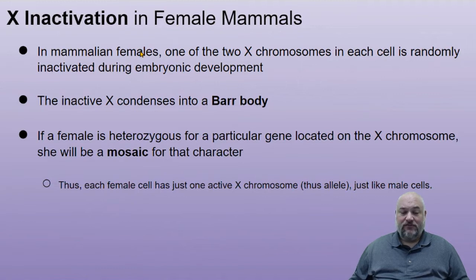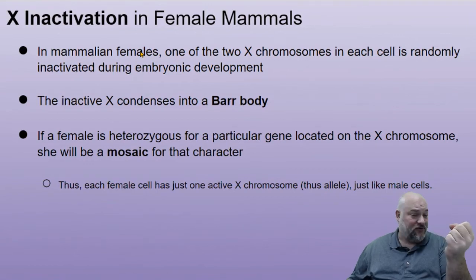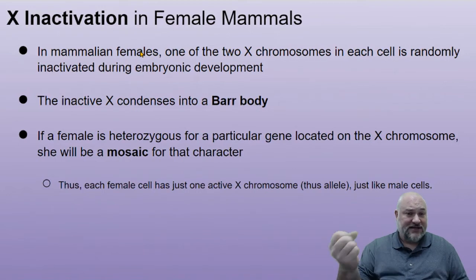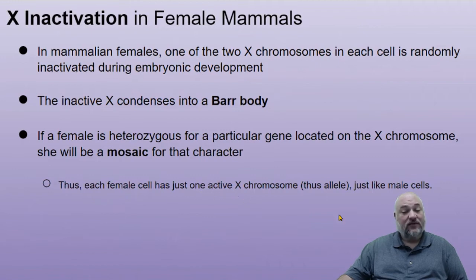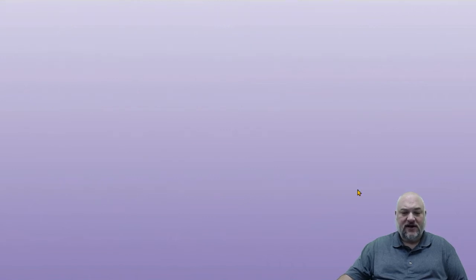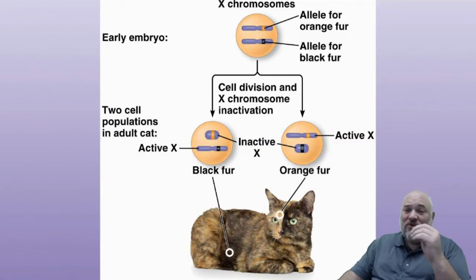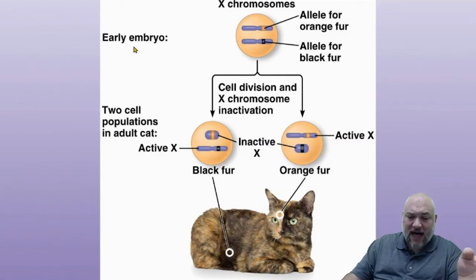Okay, so in some of your cells, you'll wind up with the dominant allele active, if we're doing dominant-recessive. In other cells, you wind up with the recessive allele being active, and you wind up with something we call a mosaic for that character. Each female cell has just one active X, thus one active allele, just like in male cells. But those are present in different places in the body.